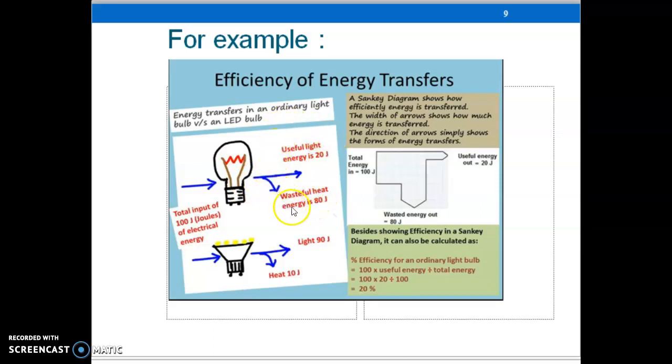That's why we change to fluorescent or recently to LED lights, whereby from 100 joules of incoming, 90% is converted into useful light, and only 10% is wasted into heat. So the efficiency of the ordinary light bulb is overcome by changing the kind of application from filament into LED. We can see here the Sankey diagram to show how the efficiency is represented.